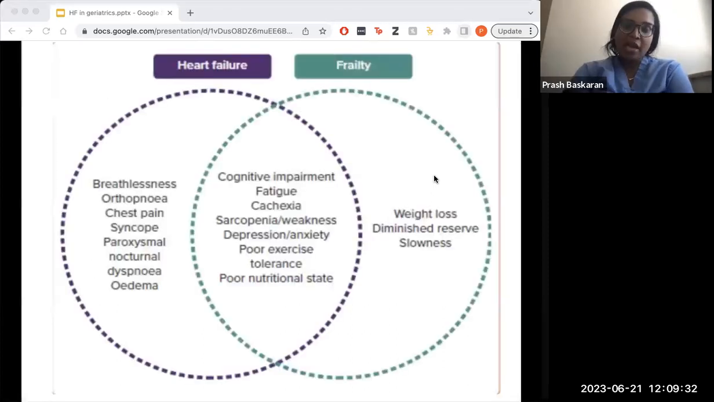This diagram reflects the parallel between the two groups: heart failure patients as well as patients who are frail. As you can see, there are multiple overlapping domains that can be seen in both groups, including cognitive impairment, fatigue, sarcopenia, cachexia, depression, anxiety, poor exercise tolerance, and poor nutritional intake.